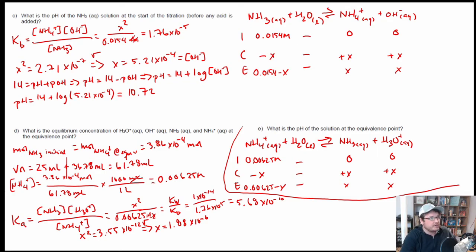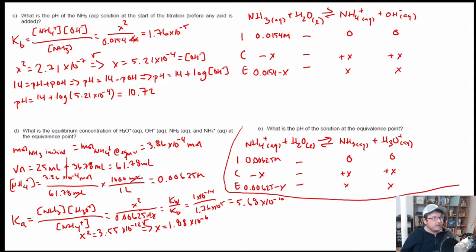We can then quickly do the 5% check. If we take 1.88 times 10 to the negative 6, divide that by 0.00625, and multiply by 100, we get 0.03%. So we're very much within the 5% approximation, and the X is completely negligible, which is great, because that makes our lives a lot easier. So now we have X.